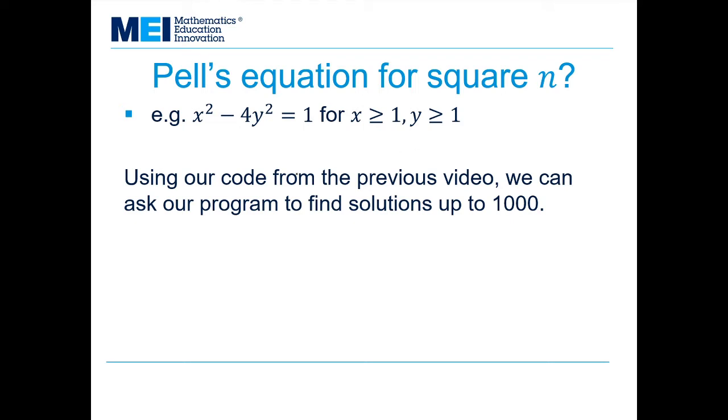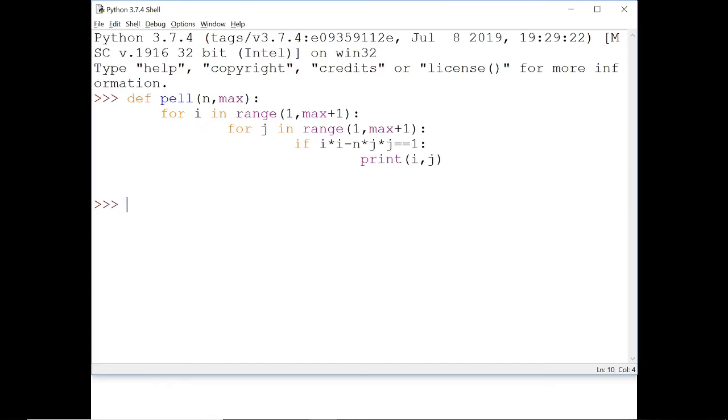So for example, we might look at Pell's equation with n equals 4, x squared minus 4y squared equals 1, with x and y greater than or equal to 1. Now we can use our code from the previous video to look for some solutions, up to 1,000 first of all. So here's my function for Pell's equation, and I want to know what happens if I work out Pell's equation with n equals 4 going up to a maximum of 1,000. And very quickly it's shown me that there are no solutions in that range.